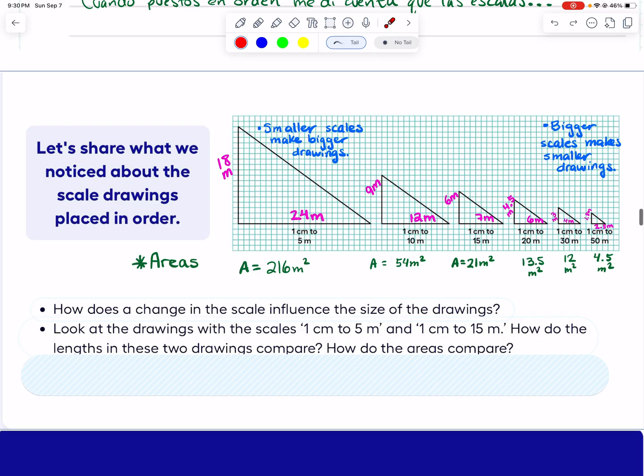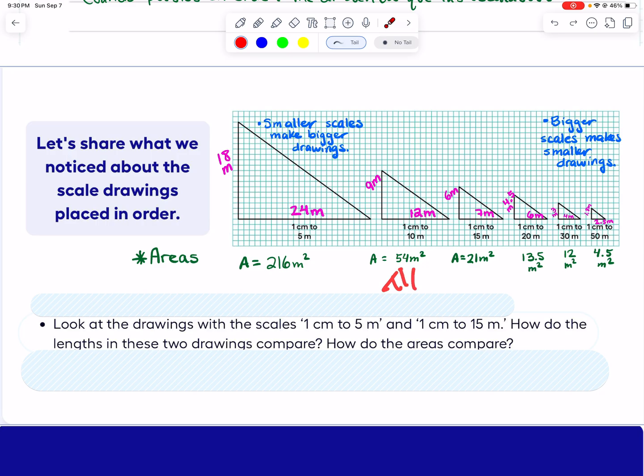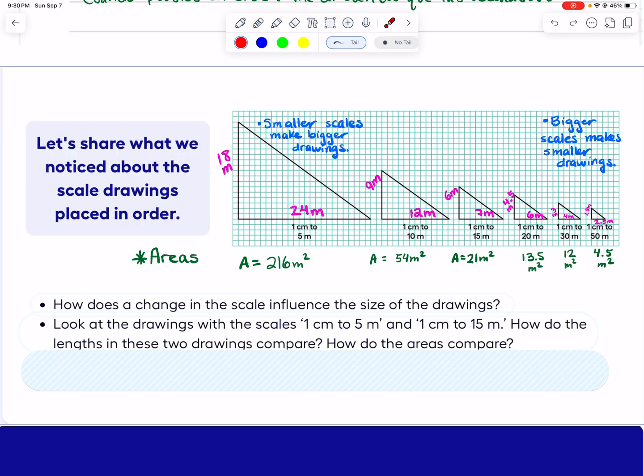Like the area just increased. Oh my gosh, look at the area too. Area is 21 meters squared and 216. The area has almost quadrupled. Let me actually see. Yeah, it's almost 11 times higher. 11 times higher. Interesting.